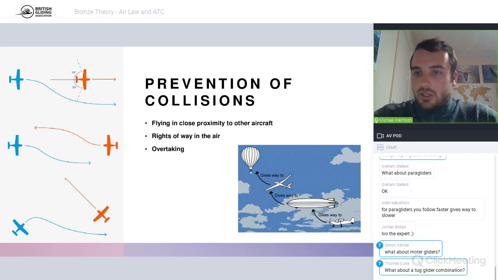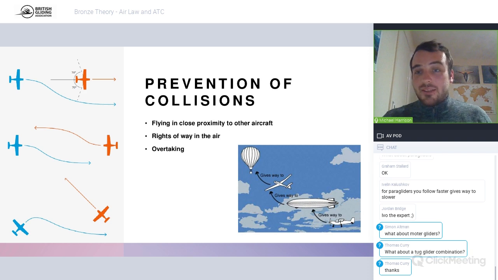You then get tug and glider combinations. Now, anyone who's familiar with the old pre-EASA rules of the air, tug and glider combinations were not a separate category. Under EASA, they are. So tug and gliders have to give way to everything except for powered aircraft. That means that tug and glider combinations do have to give way to gliders not on tow. Again, having said that, if you're constantly getting in the way of the tug pilots, they might not give you a very good tow in the future. So be a bit considerate when you're applying these rules.